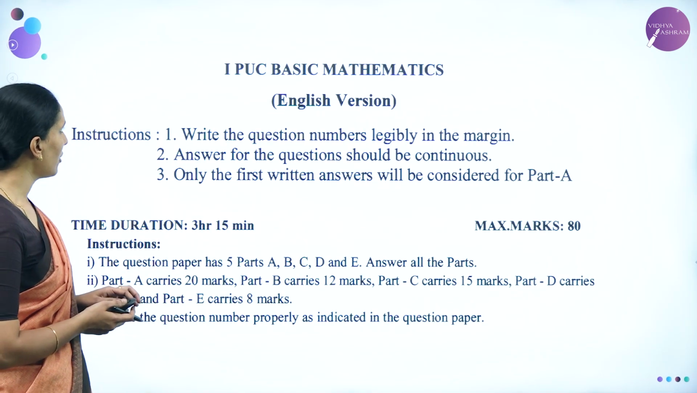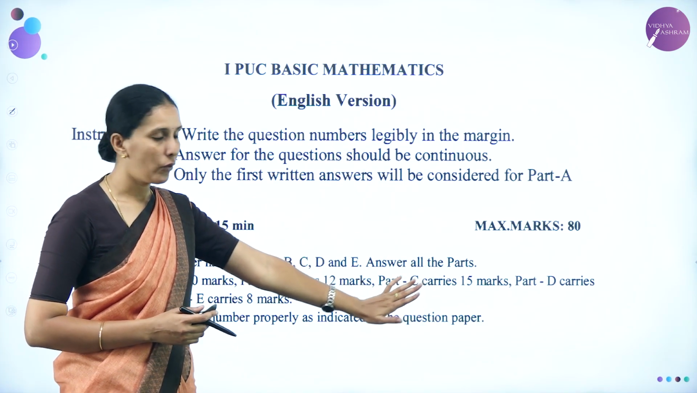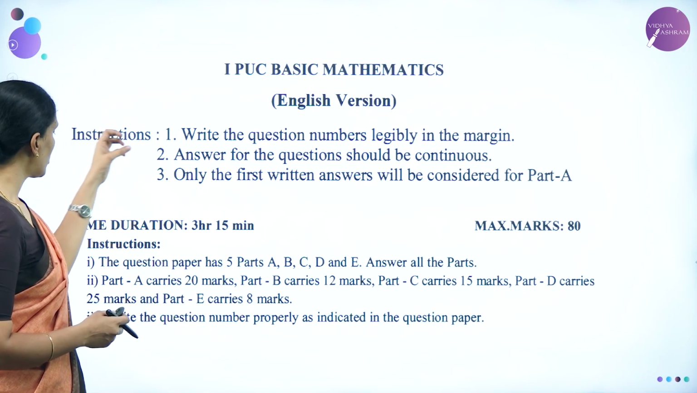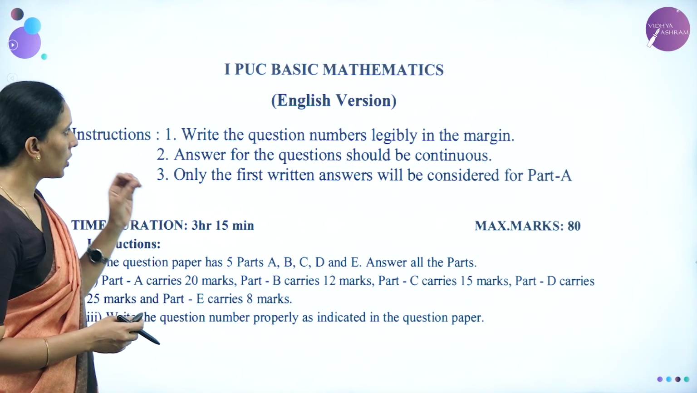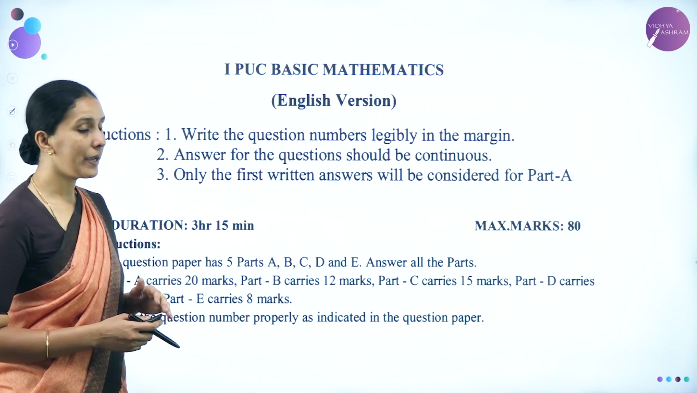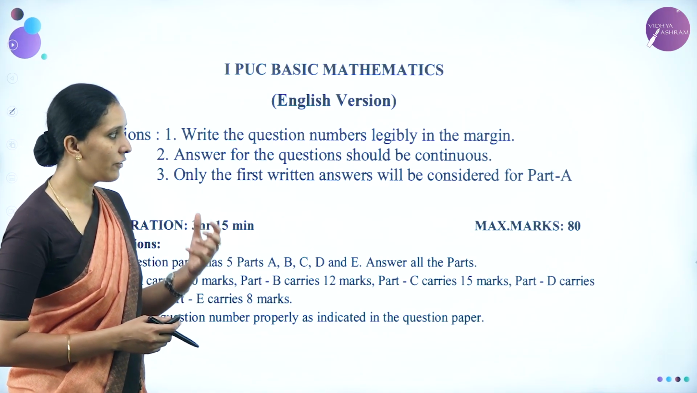Now let's see the design of the question paper. So this is how your question paper will look. First PUC basic mathematics. The instructions are given here. Write the question numbers legibly in the margin. Answers for the question should be continuous. Only the first written answer will be considered for part A.